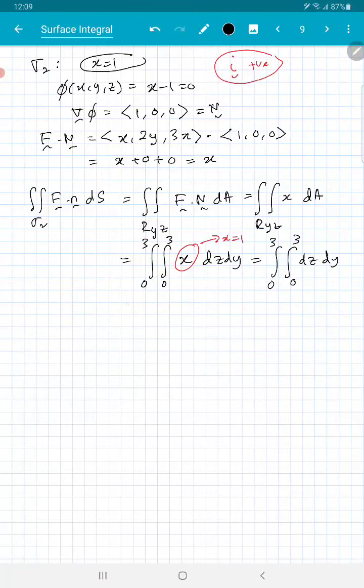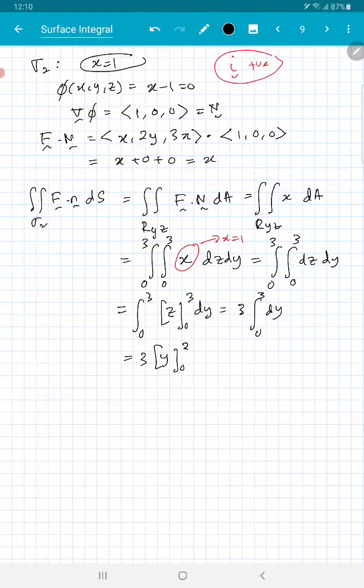But we're going to use a double integral, of course. 0 to 3, 0 to 3. Integrate with respect to z, we get z from 0 to 3 dy, so we get 3 dy from 0 to 3, so we have 3y from 0 to 3. So this is 3 times 3, which is 9. So that is the flux of surface sigma 2.